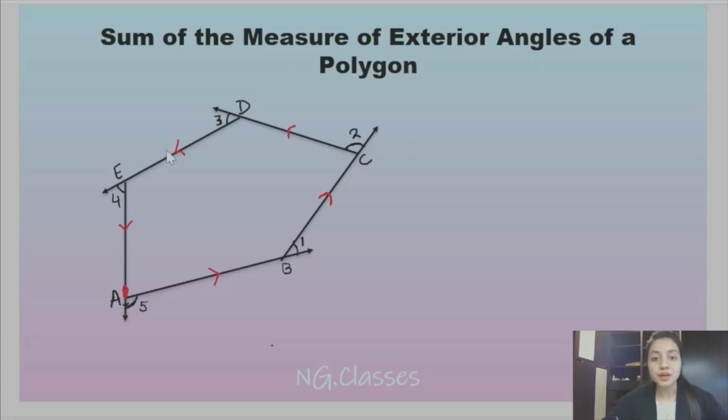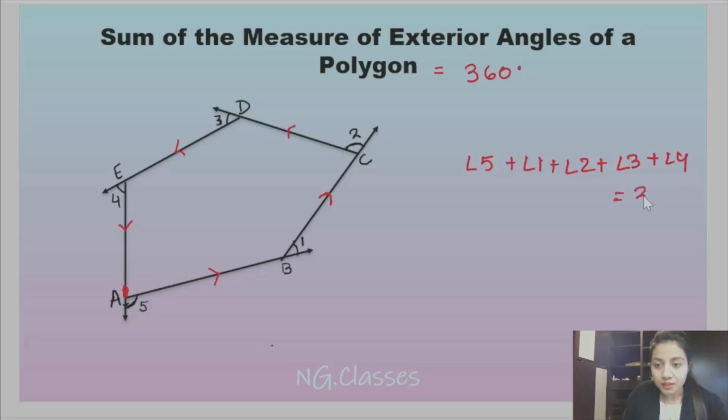So what can I say? I have finished one complete revolution. I started from point A and ended on point A. So the total angle I have covered is 360 degrees, right? One complete revolution means 360 degrees. It means I have taken turns of angle 1, then 2, then 3, then 4, then 5, and all together they are 360 degrees. So the sum of the measures of all the exterior angles of any polygon will be 360 degrees.